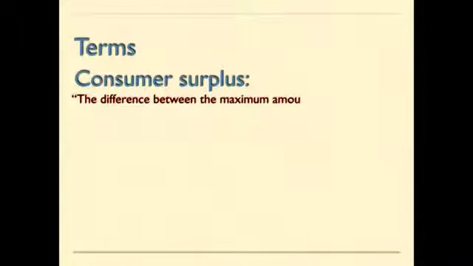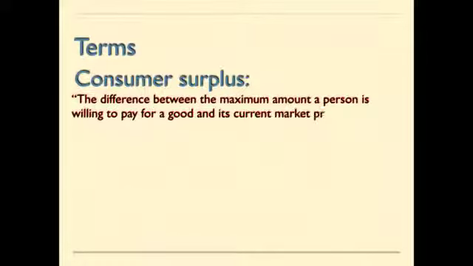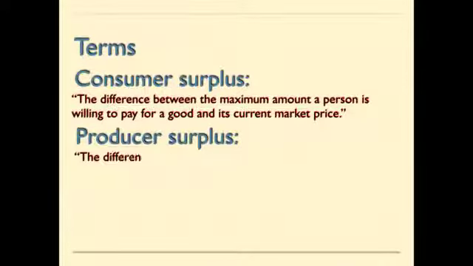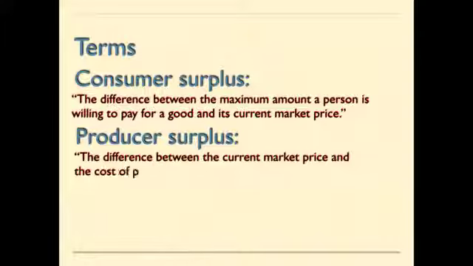As always, there's a few terms that we have to take a look at. Consumer surplus is the difference between the maximum amount a person is willing to pay for a good and its current market price. So for example, if I would have willingly paid $10 for a specific beer and I was able to buy it for $5, I generate consumer surplus of $5, the difference between the maximum I would have willingly spent for that item and what I actually spent for that item.